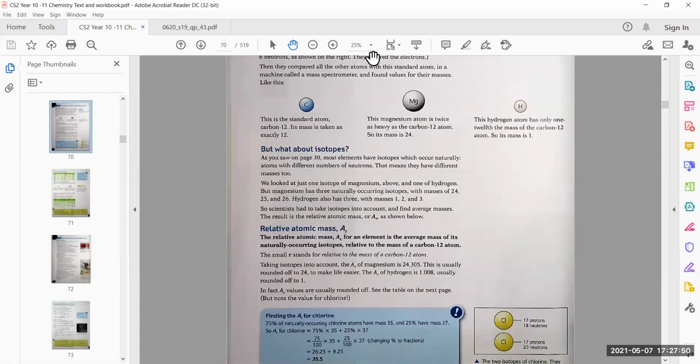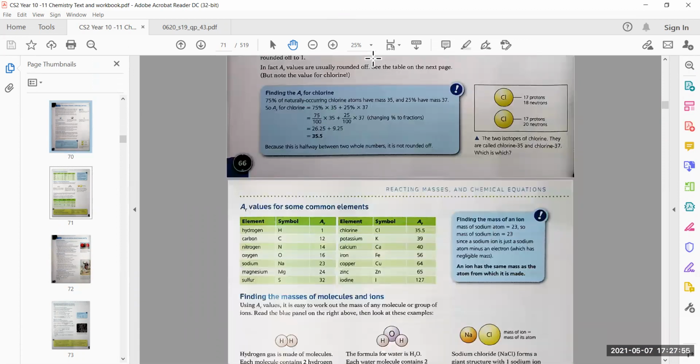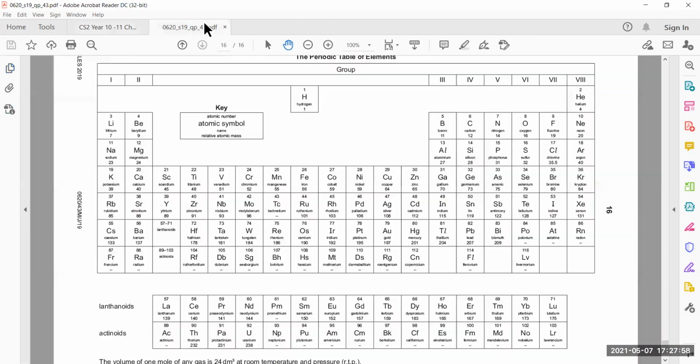All right, so look at the periodic table just now. Can you see my periodic table? Can you tell me which of these elements does not have a whole number? Look carefully. Chlorine is 35.5. How come it's randomly 35.5?